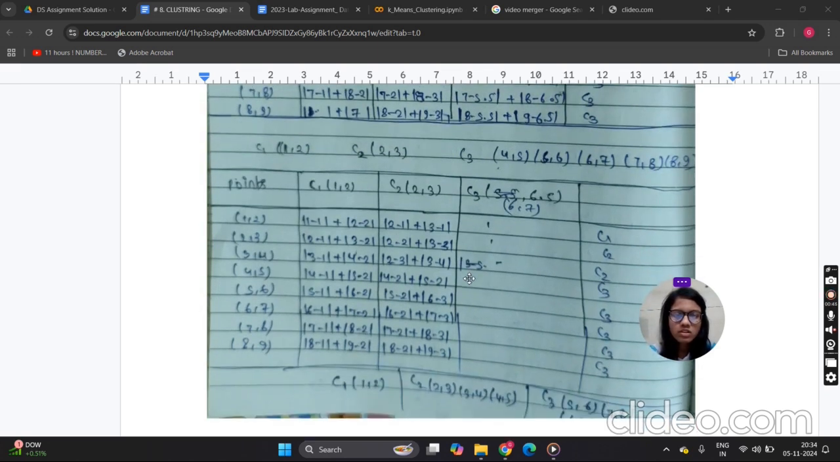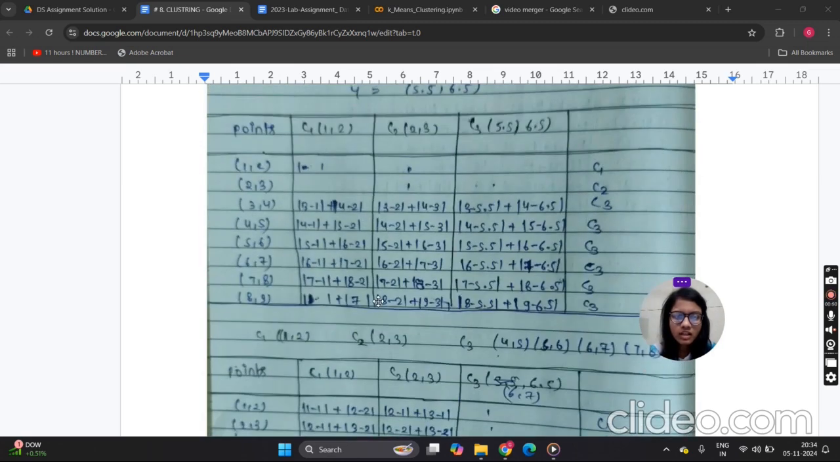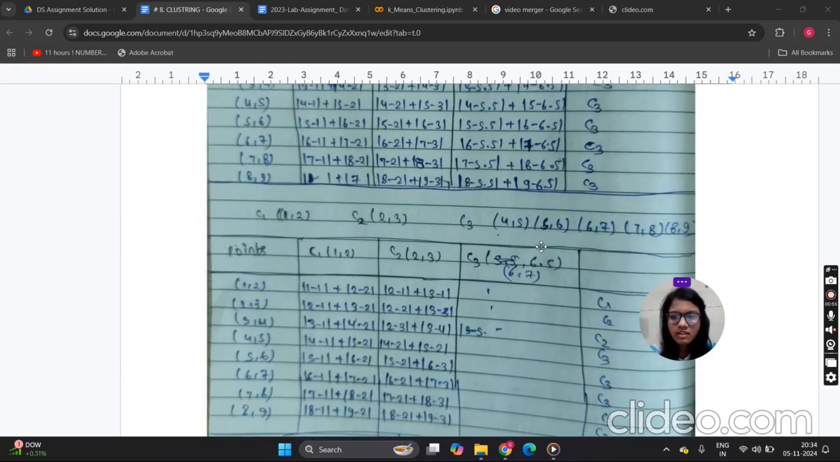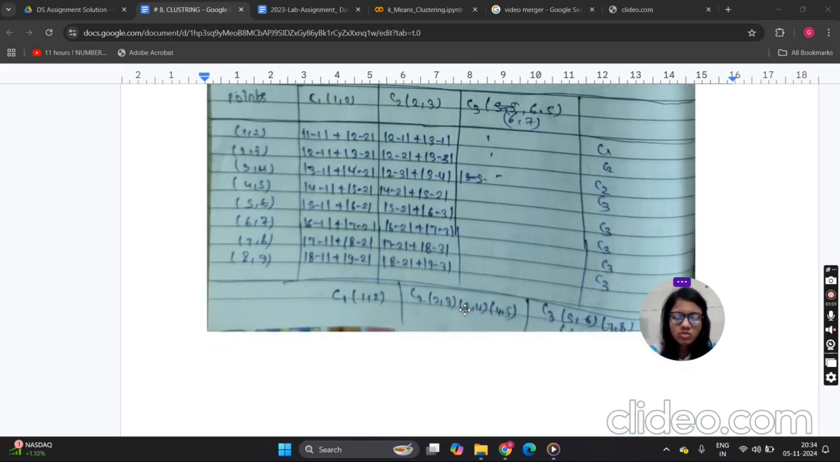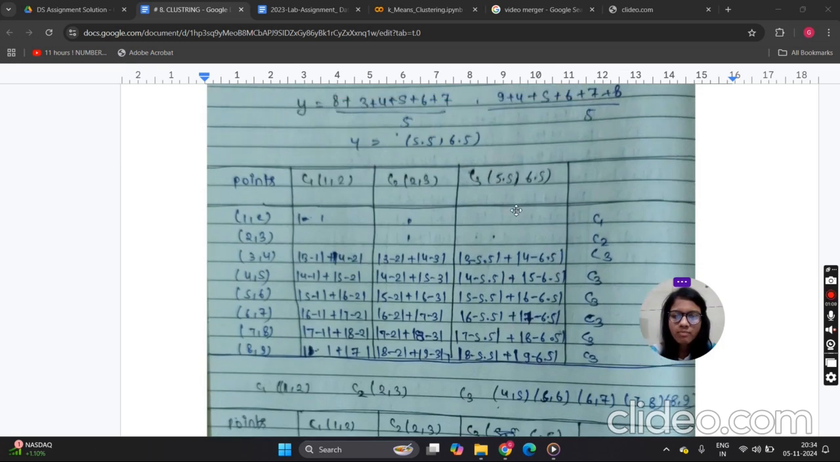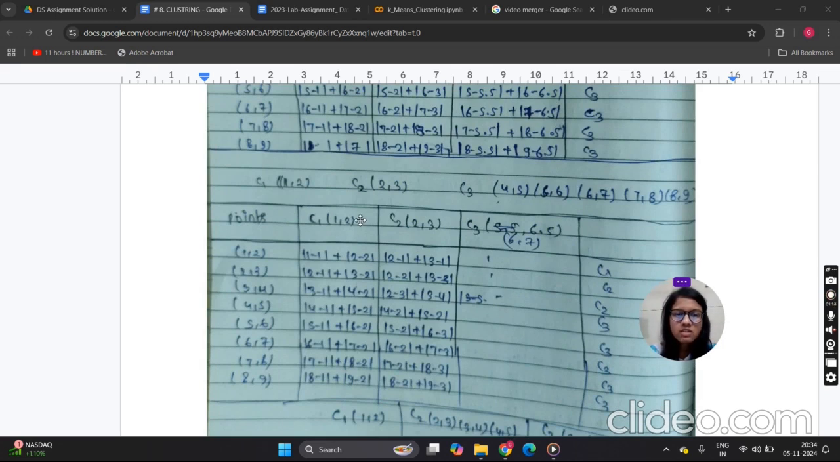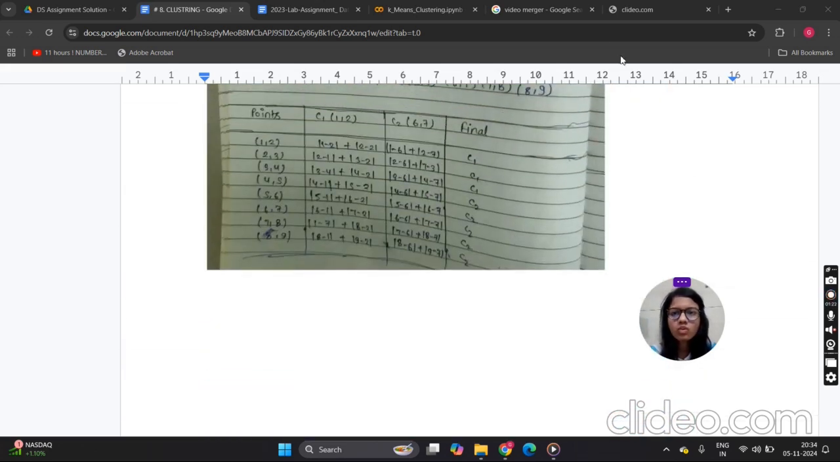After the calculation of the centroid, I get C1 1 2, C2 2 3, and C3 is 4 5, 5 6, 6 7, 7 8 and 8 9. Similarly, C1 is 1 2, C2 is 2 3, 3 4 and 4 5, and C3 is similar to our 5.5 and 6.5 centroid. So this is the answer for our 3 centroids: C1 1 2, C2 2 3, and C3 6 7. Now I will explain this using code.